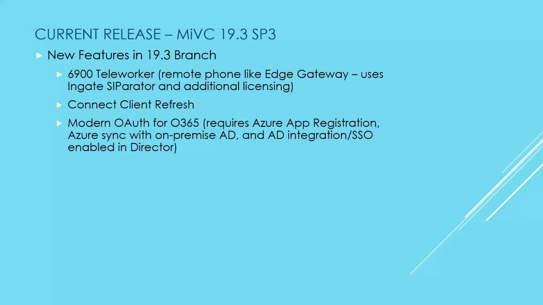So in 19.3, we did get the ability restored to us to authenticate again with Microsoft using their more modern OAuth authentication system, which again requires a bit more setup. We had to set up an Azure app registration. You do have to have your on-premise directory synced with 365. We can't set it up in cloud-only accounts. And we do also have to have the AD integration enabled in Director. The user has to be AD integrated.